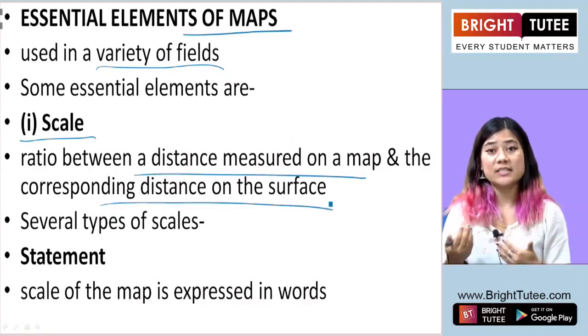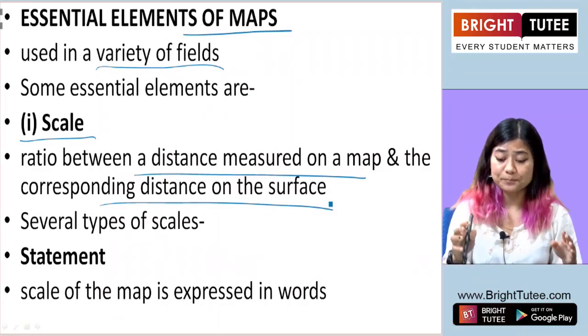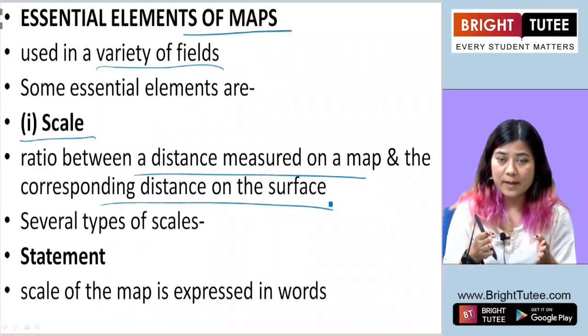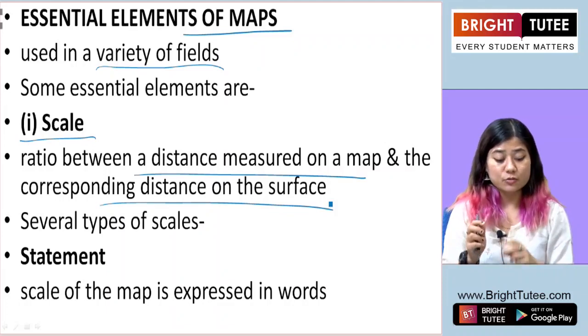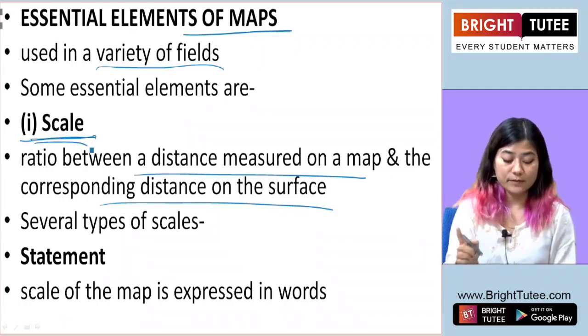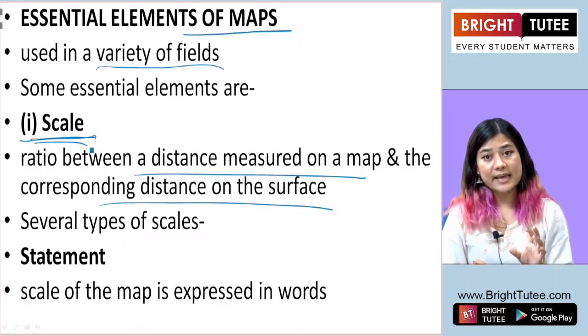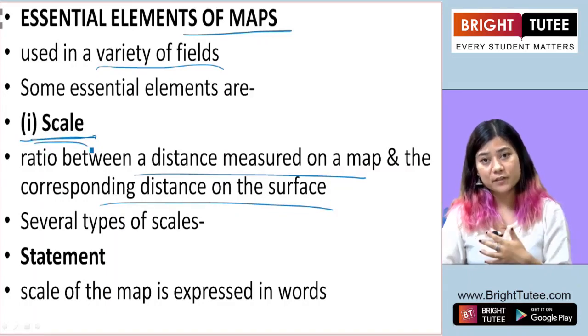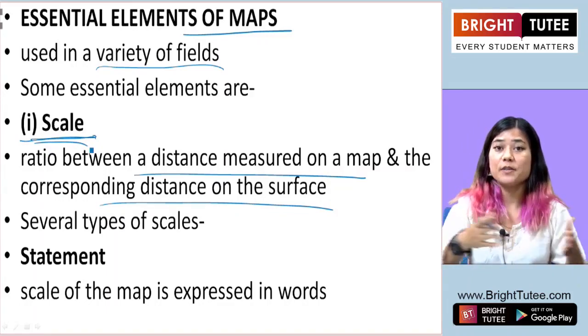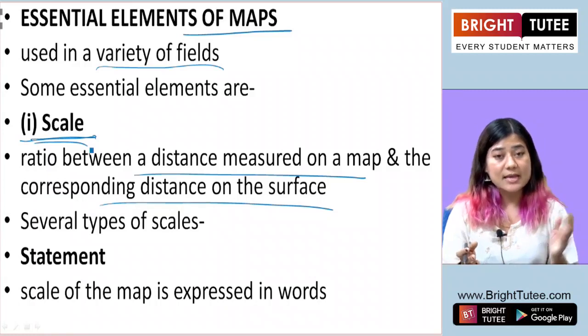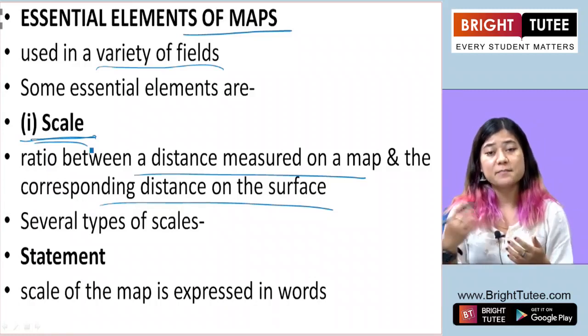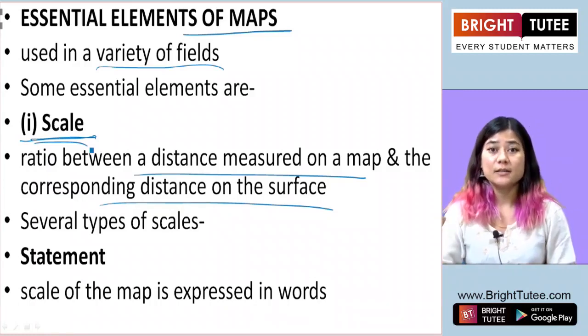So the actual distance versus the actual distance on the map. The ratio between these two is the scale of the map. Okay, now this scale, or how the distance of the surface is represented on the piece of paper on a map, is of various types. There are various methods to represent the distance.